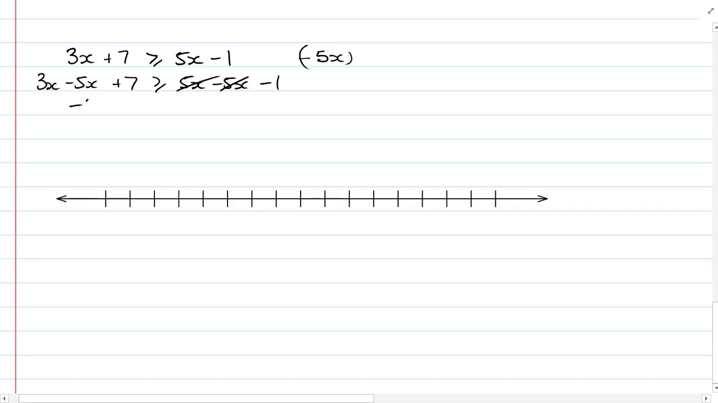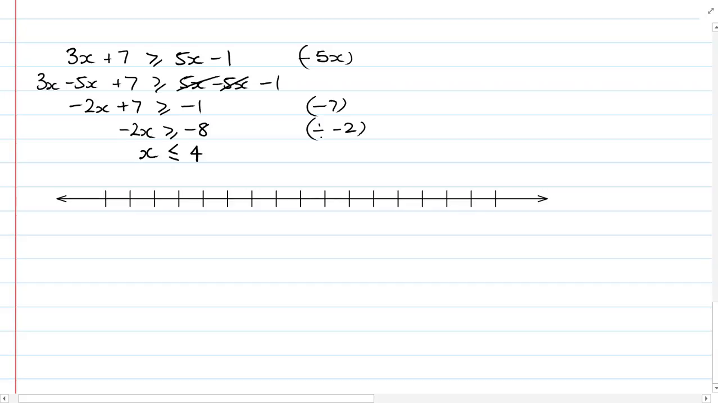I don't want to make a mistake, so I've written in that extra line of working. They cancel out. I've got negative 2x plus 7 is greater than or equal to -1. Now I subtract 7 from both sides, giving me negative 2x is greater than or equal to -8. And then I need to divide by -2. Now this is a negative, so not only does this become x, and -8 divided by -2 is 4, but I also swap the sign. So now x is less than or equal to 4.